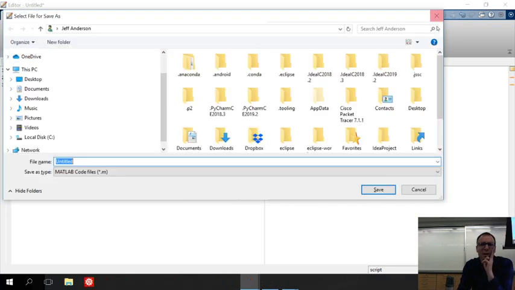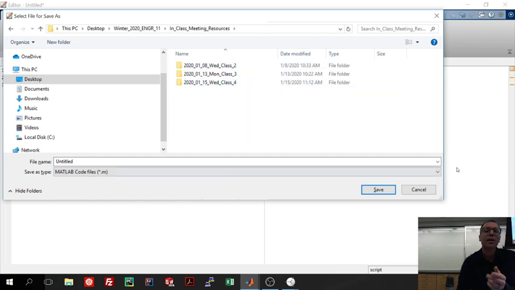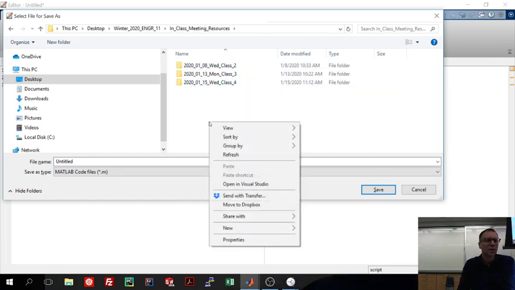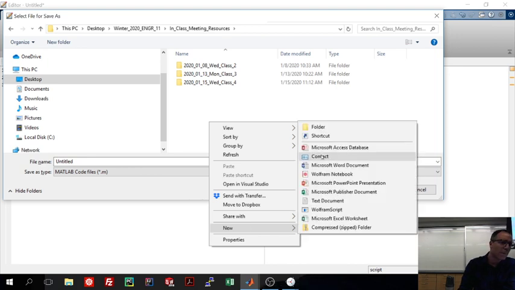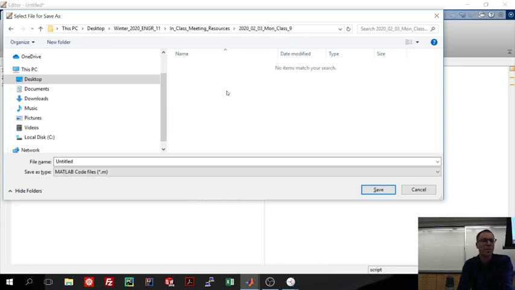I'll go ahead and dock this. So let me go back to this thing. I guess this is going to be class 9. So let's go ahead and make a new folder, 2020-02-03. This is a Monday, and this is going to be class number 9. Open that. And we're going to do unsigned integer experiment.